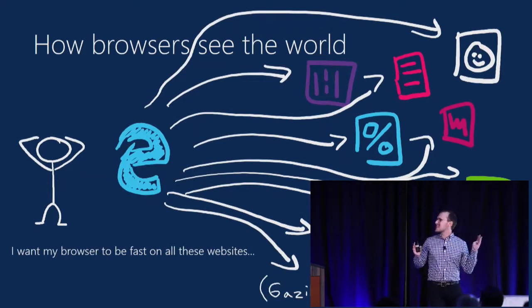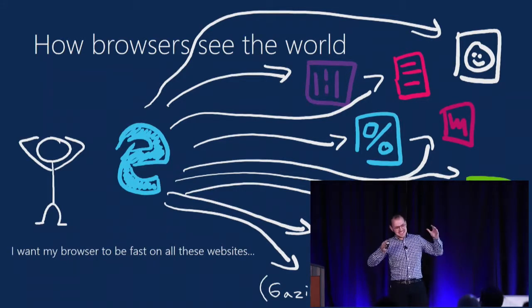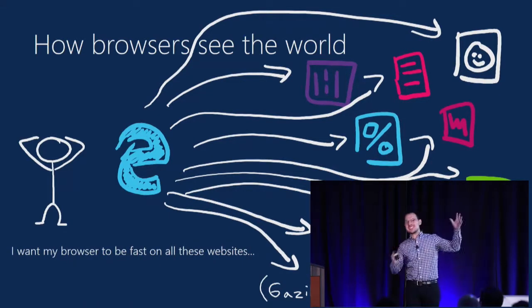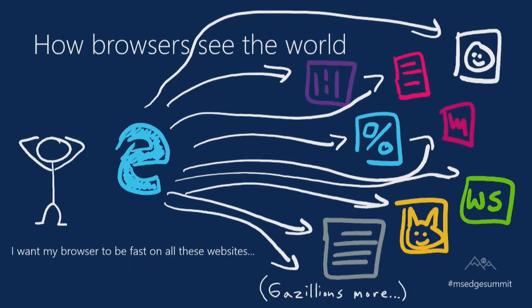And on the other hand, this is our perspective. We've got this browser, and now we need to make it fast on all these different websites. Okay? And I did not illustrate all of the possible websites out there because it turns out there are approximately 3 gazillion websites on the internet, and our browser needs to be fast in all of them. I'm not trying to say that our job is harder than your guys' job, but our job is harder than your guys' job.